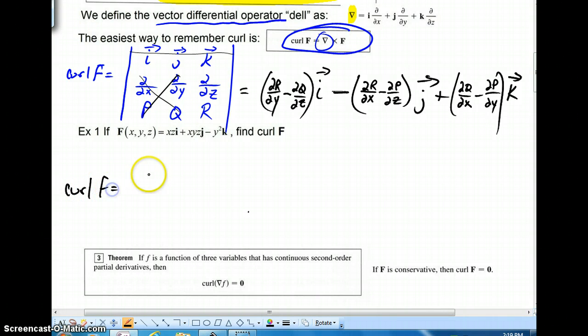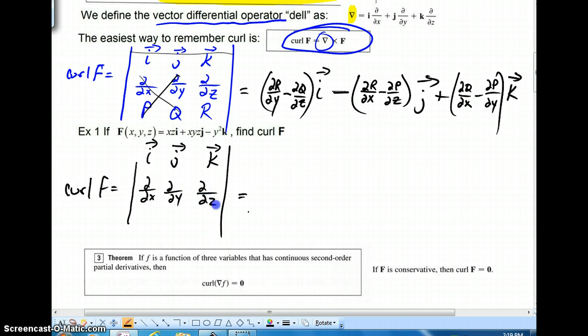Now, by the way, I'm going to try to streamline this a little bit. I really slowed down the working out of the curl just a moment ago, but what I'd like to do right now is work through it a little more quickly and talk through. Now, your P in this problem, you could say, is xz. Sorry. We can say for our J component, it's xyz. And for our K component, we'd have negative y squared.